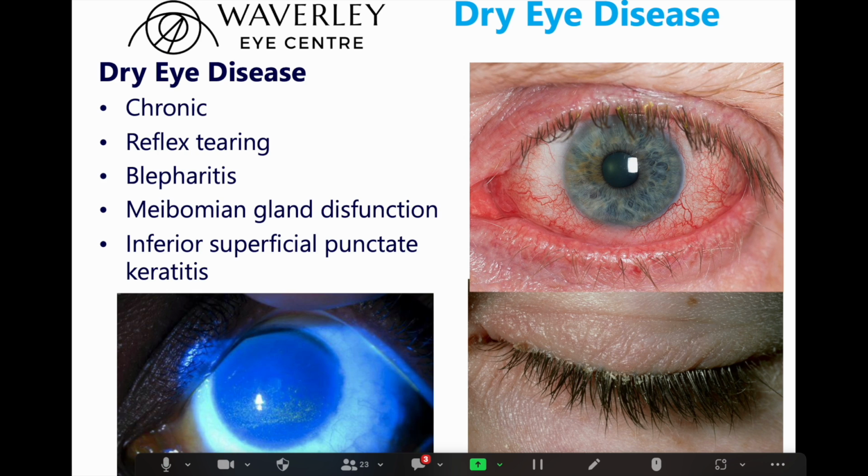In the anatomy of our eyeball, we have a layer of tears that sits on the surface of the cornea, and it takes about 8 seconds for that to evaporate off, and that protects the surface of the cornea from the outside elements. If someone has dry eye disease, those tears are evaporating off too quickly.